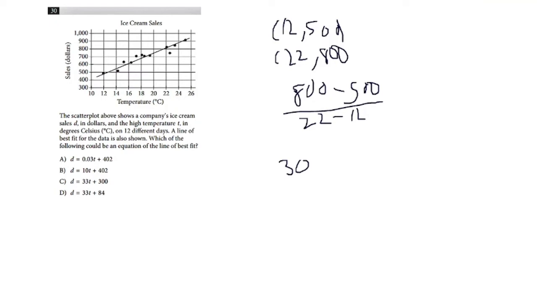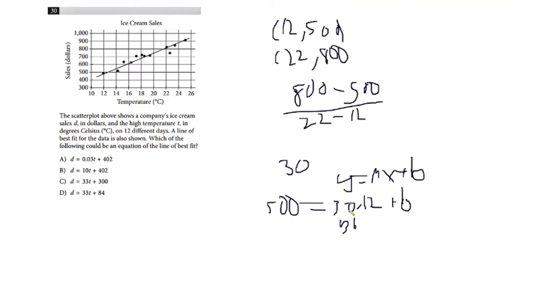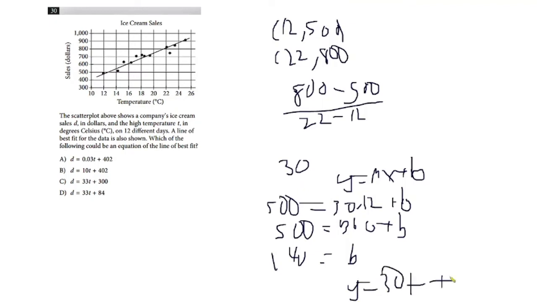And then you would take the point and the slope. So we would use y equals mx plus b. And we use the 12,500 as the easier point. So we have 500 equals, this isn't exactly the slope that they have, but you'll be able to tell which one it is very easily. 30 is our slope. The point would be 12 plus b. And we have 360 plus b equals 500, so b would equal 140. So then our equation is y equals 30t plus 140. Came out a little bit off, but it could possibly be C, but it's closer to D.